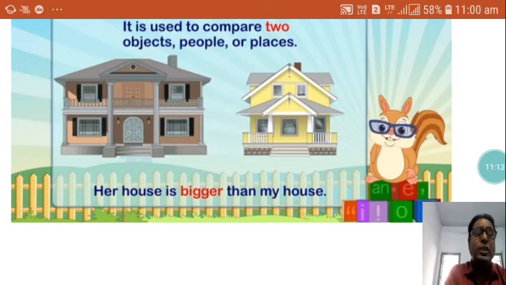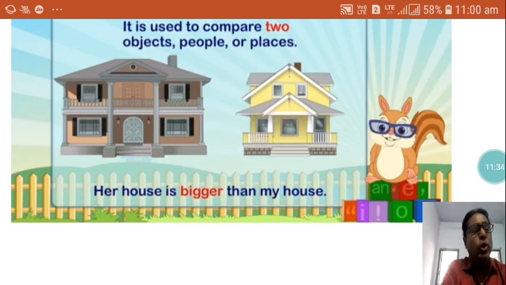And suppose there is Y at the end of that adjective, then Y is removed, and in comparative you make IER, and in superlative it is IEST. Happy, happier, happiest. So happy had the last letter Y, so Y is removed in the comparative form, and we have added IER and in superlative IEST. Happiest. In this way you are changing from positive to comparative and comparative to superlative.